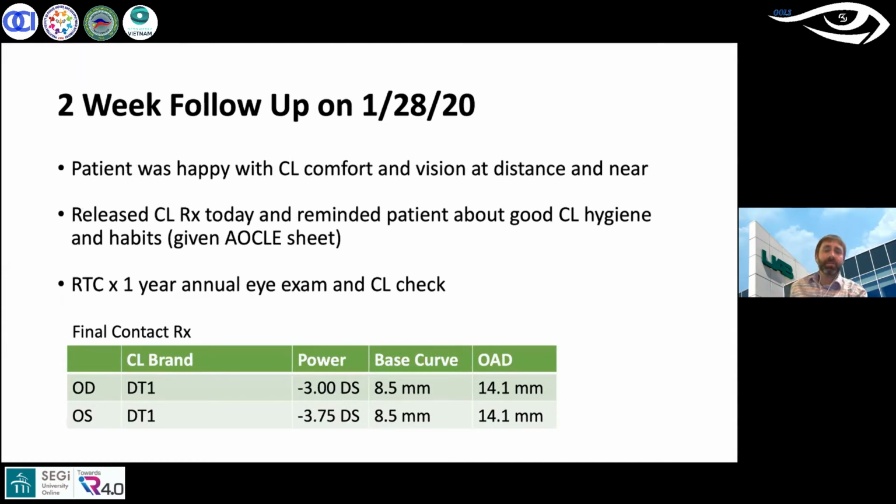The patient came back 2 weeks later, and we found out that she was actually very comfortable with her contact lenses. She could see well. We decided that we were going to finalize the contact lenses that day. We educated her how to take care of them well, because good hygiene with contact lenses actually promotes good comfort. And we just said, come back in here unless you have any trouble.